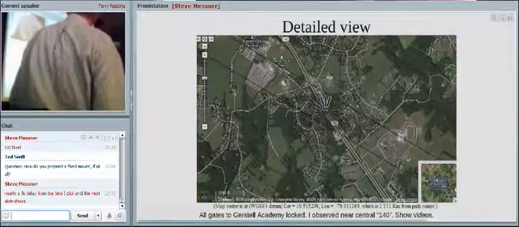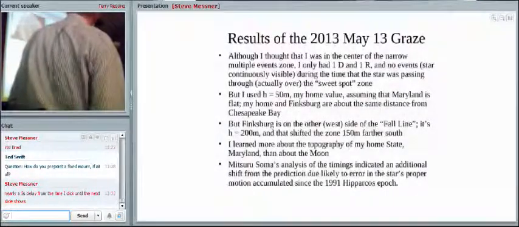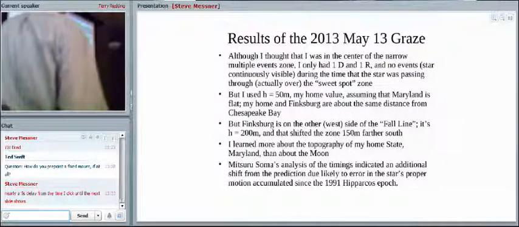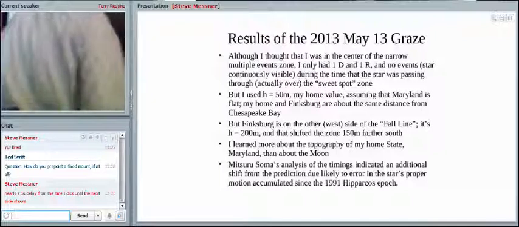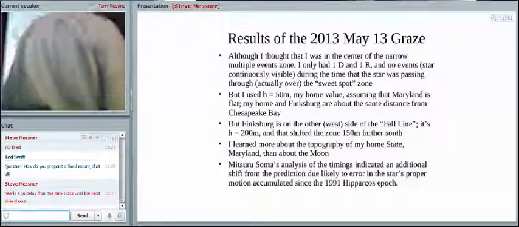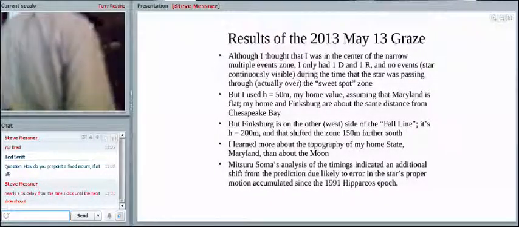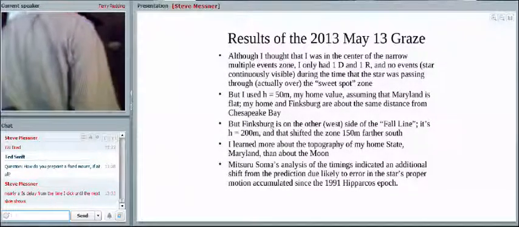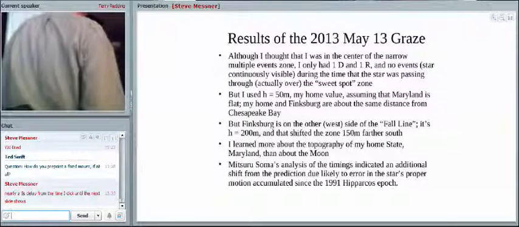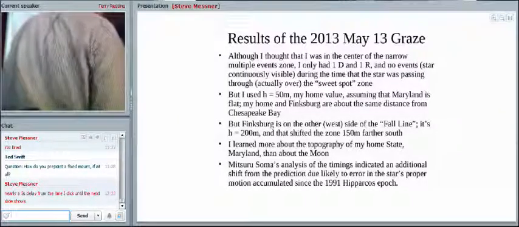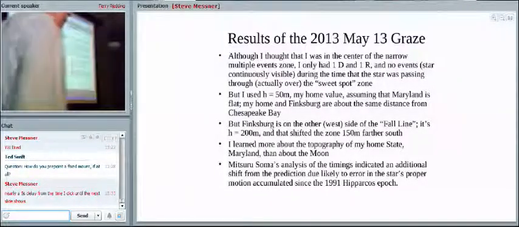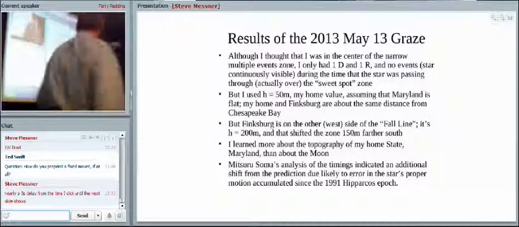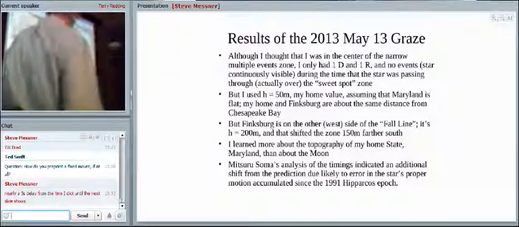However, the next slide, I think, just is a summary of what happened. So I only had one disappearance and one reappearance, and that was during the early part of the graze, and so the star missed that whole flat area that I was trying to get in. And the problem was because I used a height above sea level of 50 meters, which is what it is in my home. And of course, Maryland's flat. You don't have to worry about height above sea level, right?